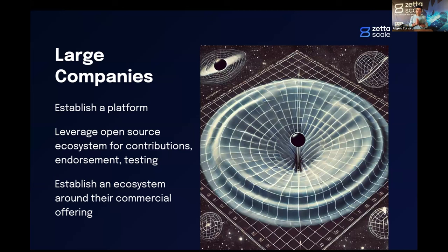To make a very coarse-grain classification, suppose you are a huge company, like one of the GAFAM. You would do that to establish a platform. And that's what they do systematically, right? They leverage the open source ecosystem for contribution, endorsement, testing. They literally create hype around some of their platforms, and that establishes an ecosystem around their commercial offering. And it establishes ties with respect to their offering, okay?